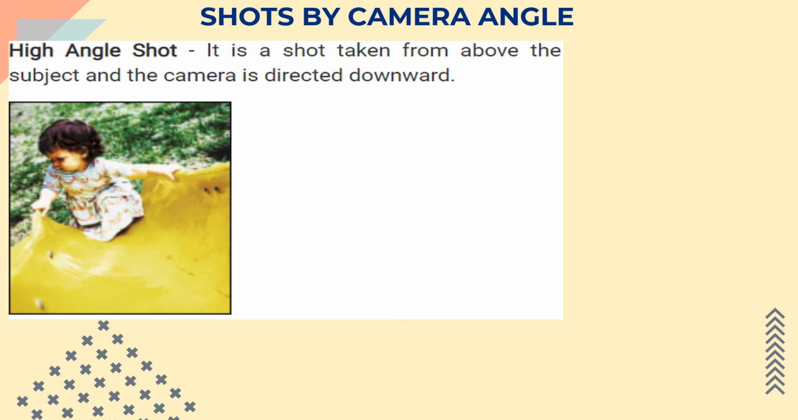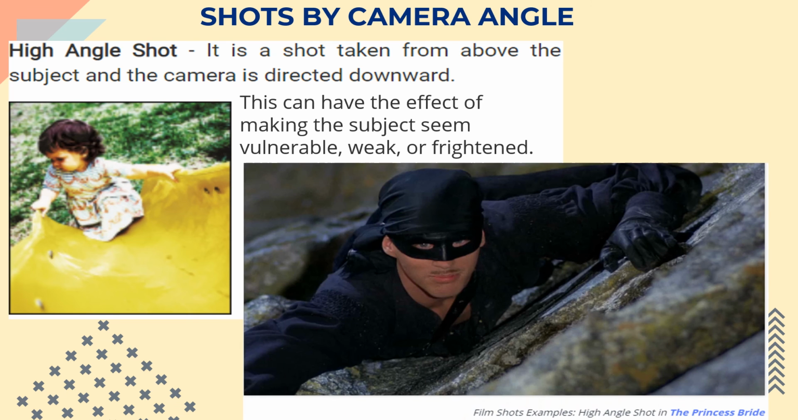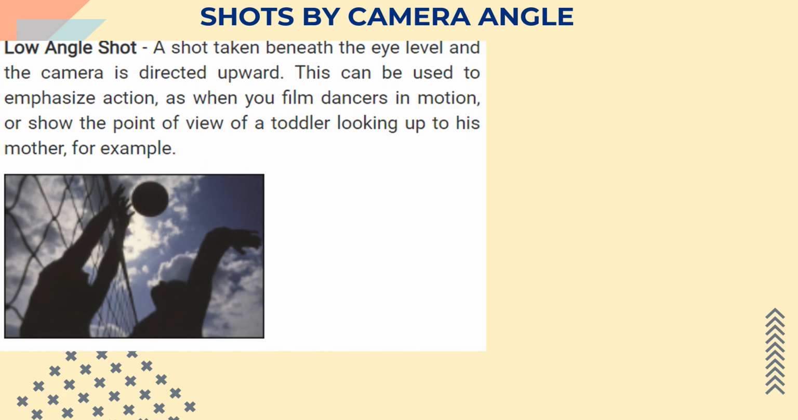It is a shot taken from above the subject and the camera is directed downward. This can have the effect of making the subject seem vulnerable, weak, or frightened. Another one is the low angle shot. This is a shot taken beneath the eye level and the camera is directed upward.